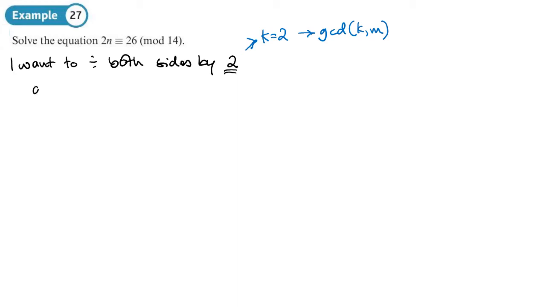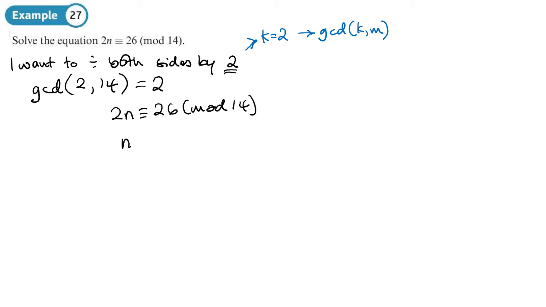Let's do that now. Greatest common divisor of k, which is 2, and m, 14. That's 2. Now what that 2 tells me is that when I divide both sides by 2, I need to divide the modulus by 2. That's what the 2 tells me. If this was 1, you would just leave the modulus unchanged. You basically divide it by 1. Right, so dividing by 2, so 2n is congruent to 26 mod 14.